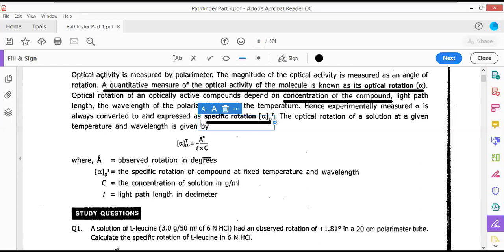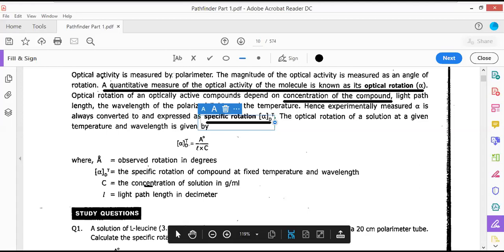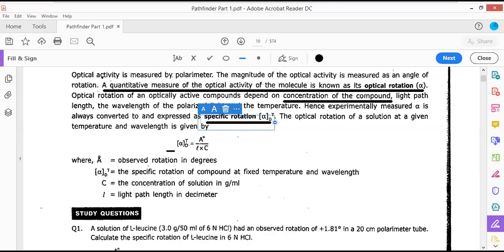Look, if you ever want to measure specific rotation, then you have to measure optical rotation in degrees per 1 gram per ml concentration of solution and 1 decimeter length of the cuvette, and you will get the specific rotation. Specific rotation measures optical rotation when the concentration of the solution is 1 gram per ml. Specific rotation measures optical rotation when the concentration of the solution is 1 gram per ml.